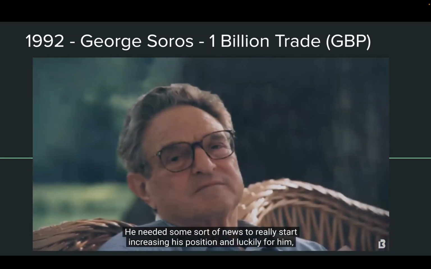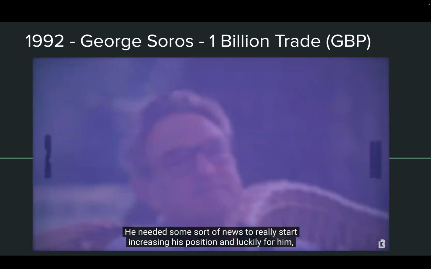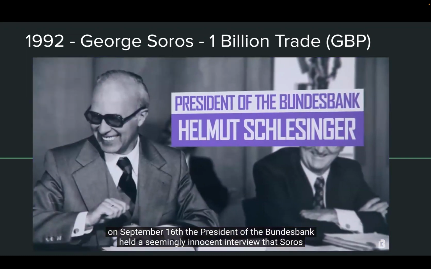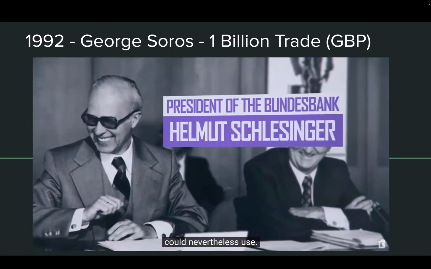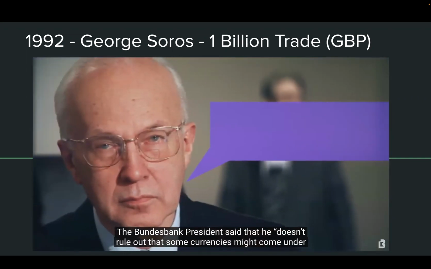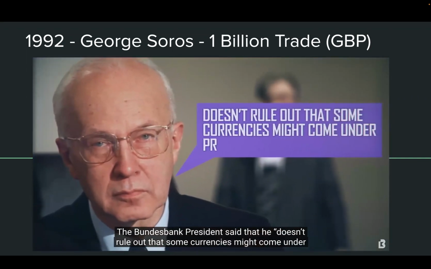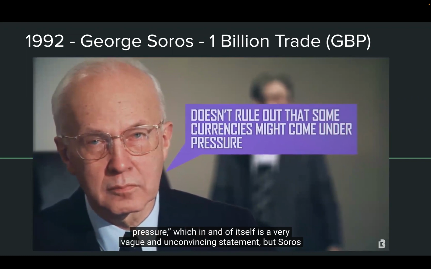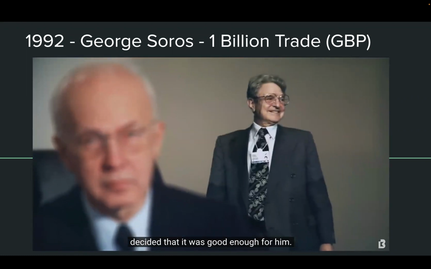He needed some sort of news to really start increasing his position, and luckily for him, on September 16th, the president of the Bundesbank held a seemingly innocent interview that Soros could nevertheless use. The Bundesbank president said that he doesn't rule out that some currencies might come under pressure, which in and of itself is a very vague and unconvincing statement, but Soros decided that it was good enough for him.